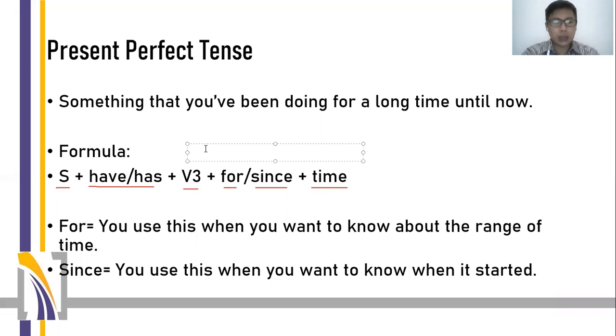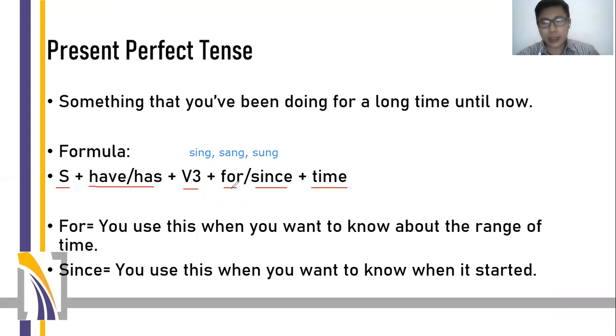Okay, let's say sing, that is the verb 1, will become sang, and then sung. Sing, sang, sung. This kind of verb. You need to remember this. Okay, now let's move on to the since and for.